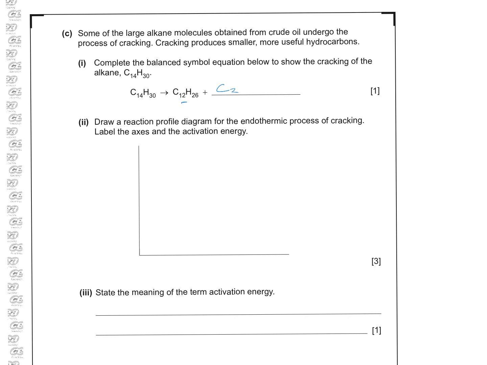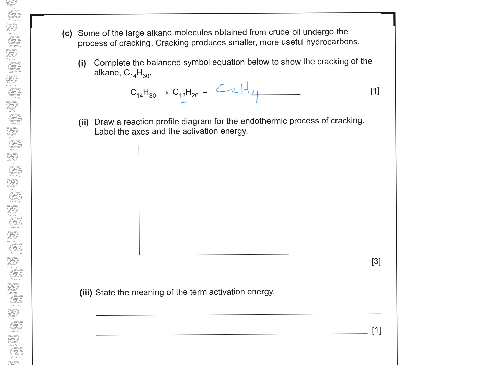We'll do the same sort of thing for the hydrogens. There are 30 on the left. We need 30 on the right. So far there are only 26, and that means that another 4 are required. So the formula is C2H4, and that would be ethene.